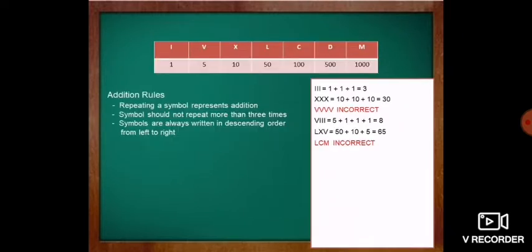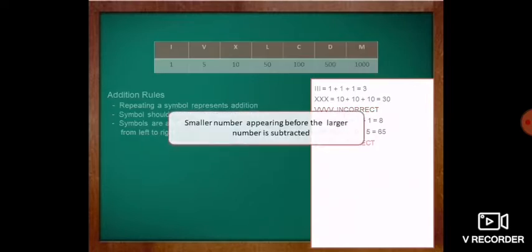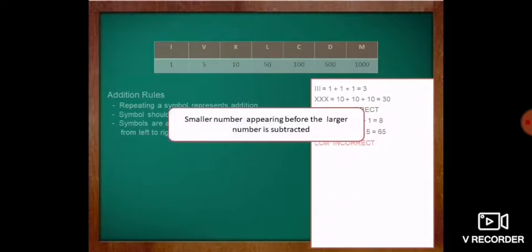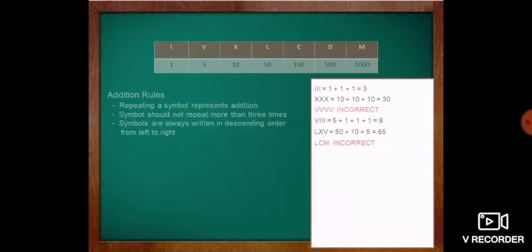Now let's move on to subtraction rules. First one says smaller number appearing before the larger number is subtracted. Let's start with a simple example, that is IX. Since I is smaller than X, we would subtract I from X, which is equal to 10 minus 1, which is equal to 9.